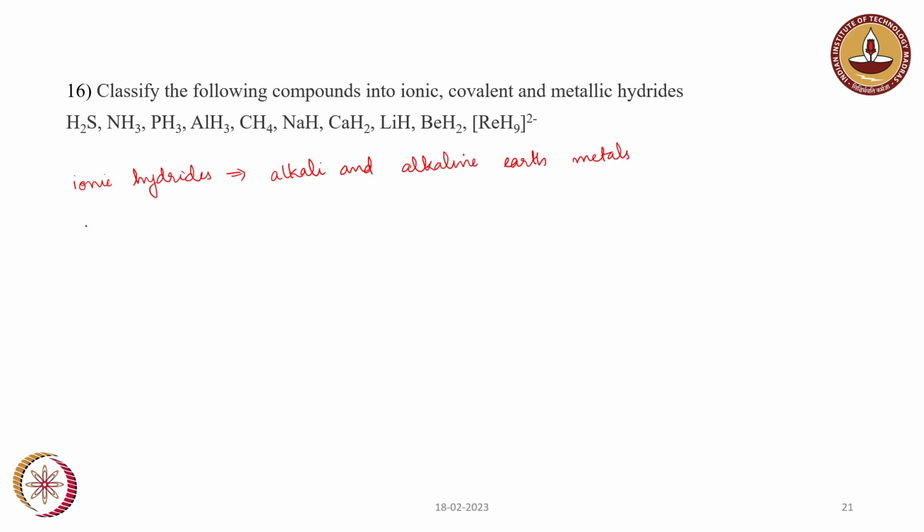And the second one is covalent hydrides, which are formed from p block elements. And the next one is metallic hydrides, that are formed from transition metal or d block elements.